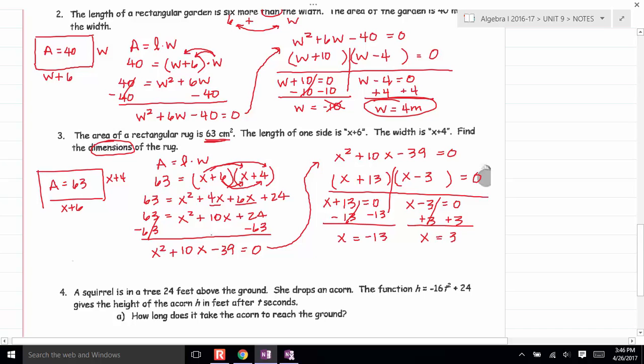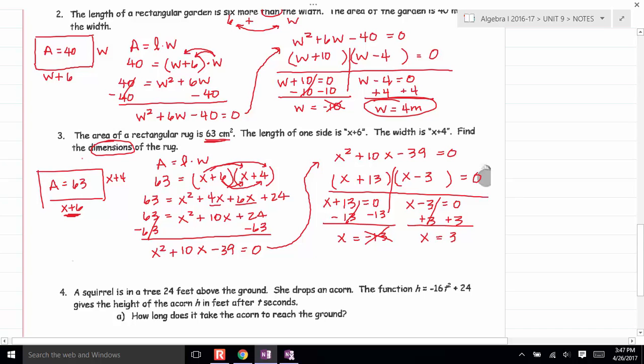Okay. If we look at our original measurements here, one of them is an x plus 6. If I were to replace the x with negative 13 and add 6 to it, we would get negative 7. And we can't have negative measurements for the side of a geometric figure, so we can exclude that answer. And then I would just double check and make sure that your second possibility still makes sense.